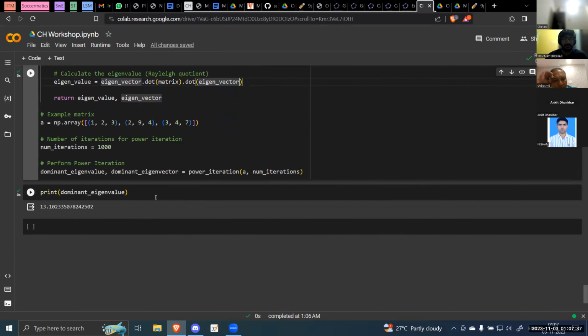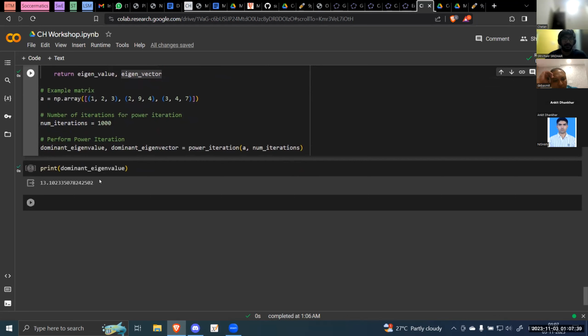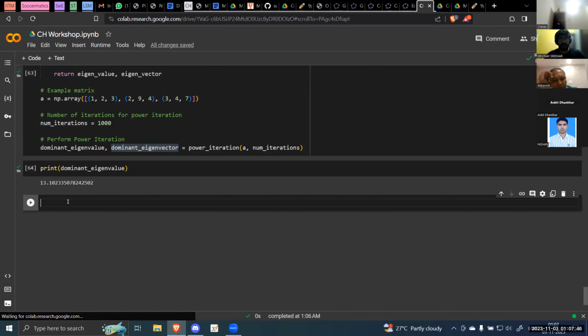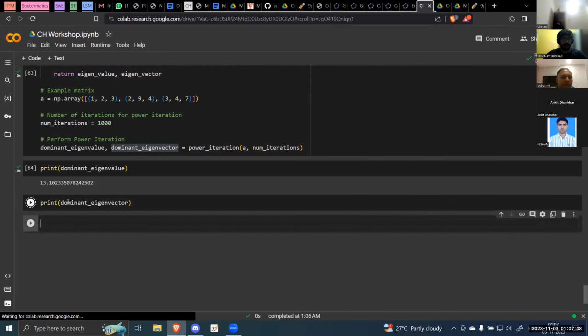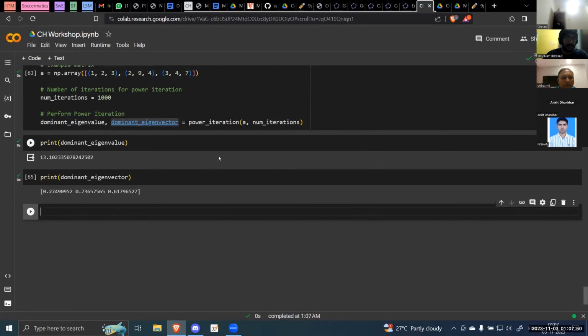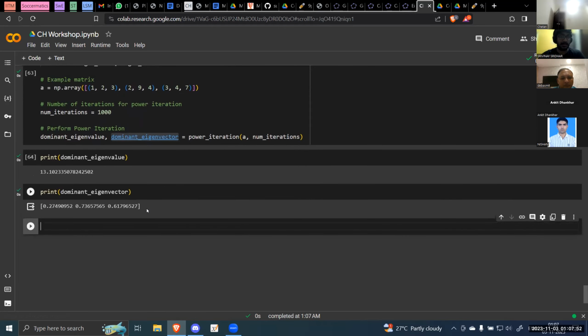Try printing this eigenvector, dominant eigenvector. What do you mean, like the largest? Yeah, it should converge to the largest. Now match this thing with the first column of that you calculated, just minus of this. Wait.